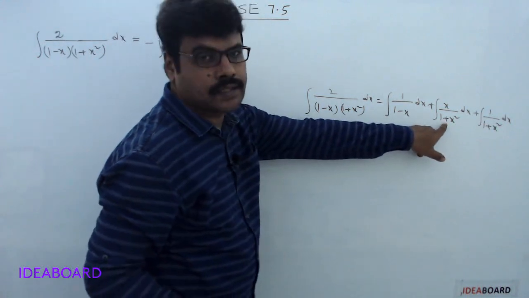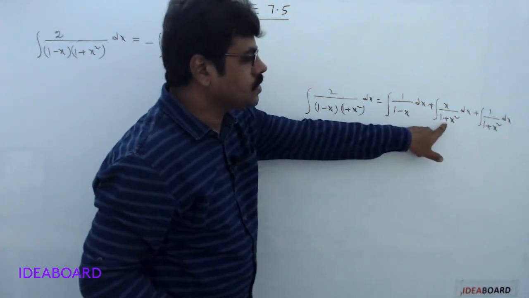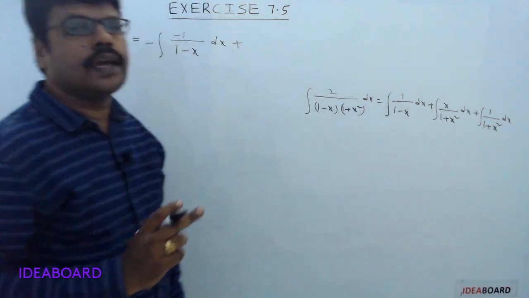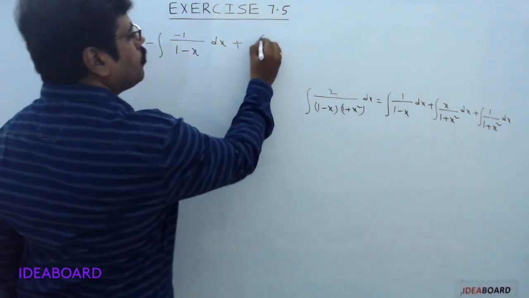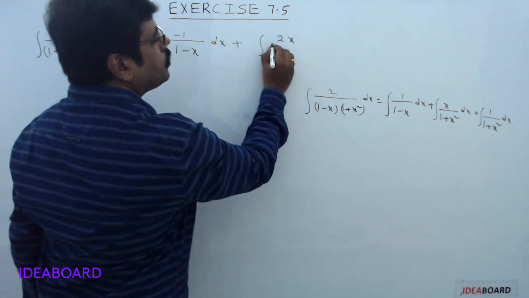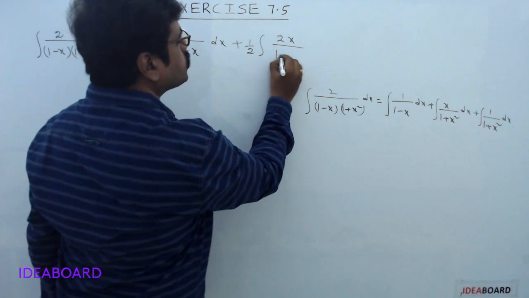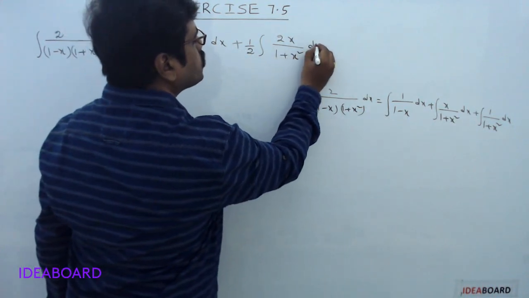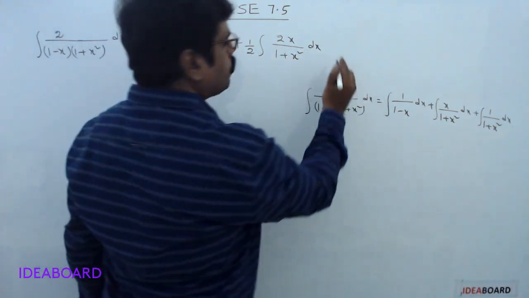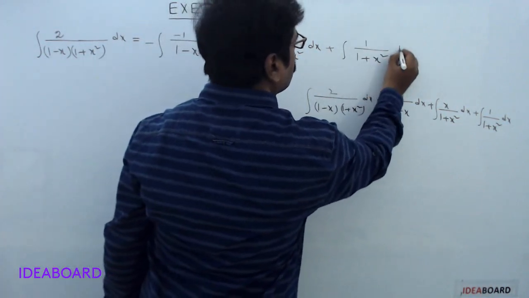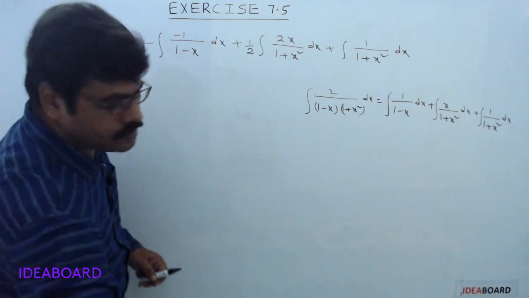plus, what is the derivative of 1 plus x square? Derivative of 1 plus x square is 2x, but in the numerator only x will be there. So multiplying and dividing with 2. So 1 by 2 into integral 2x divided by 1 plus x square dx plus integral 1 divided by 1 plus x square dx.